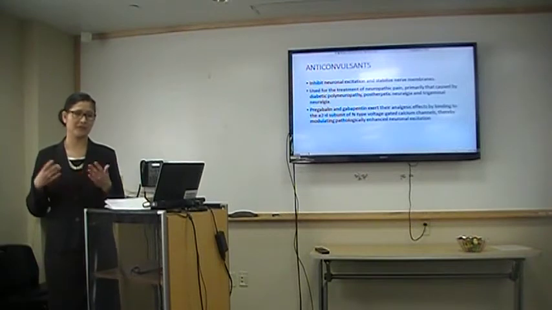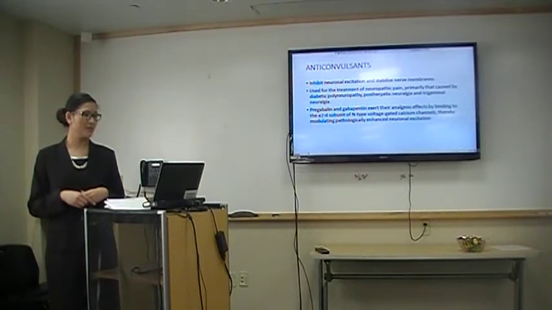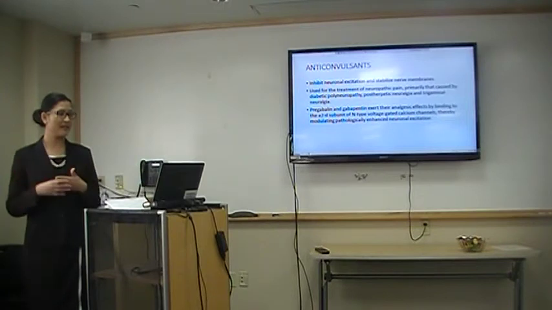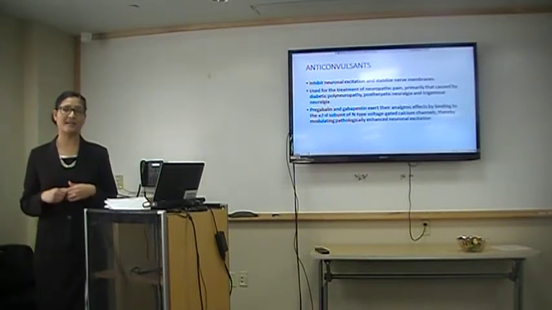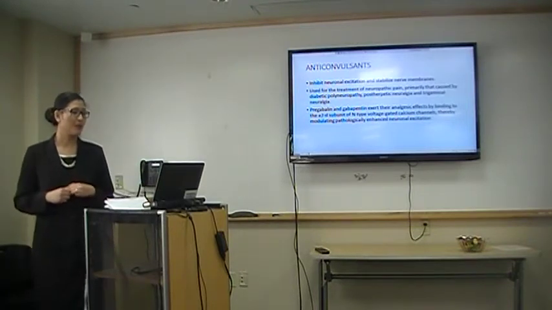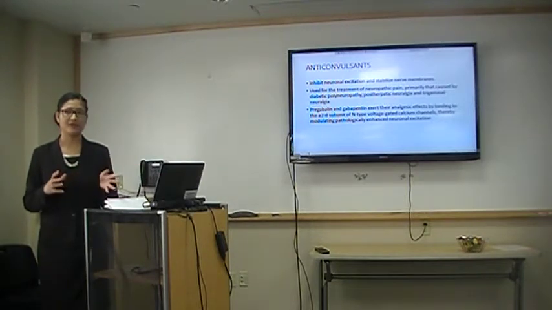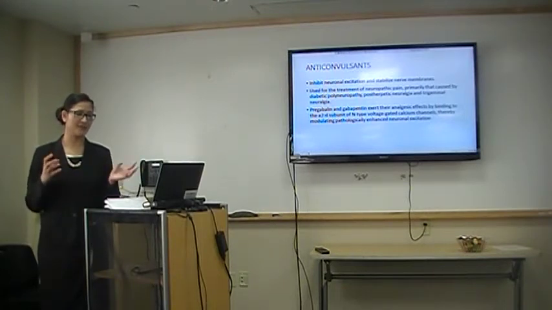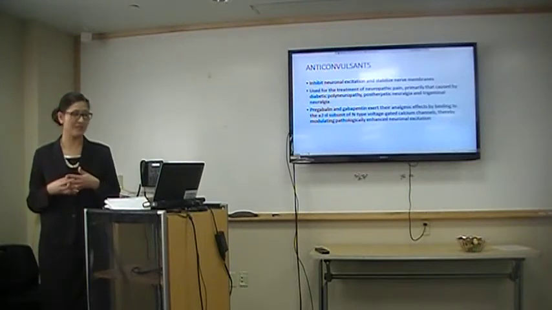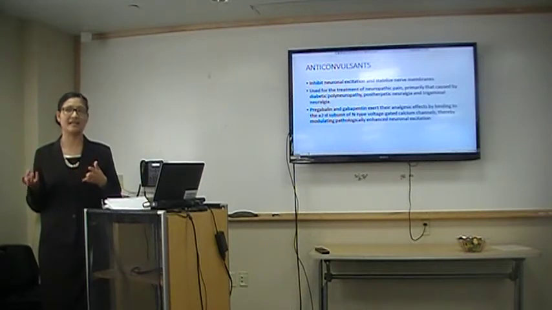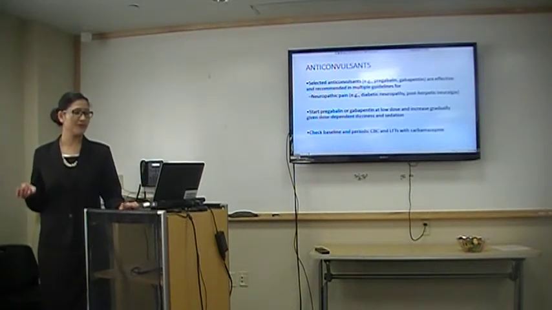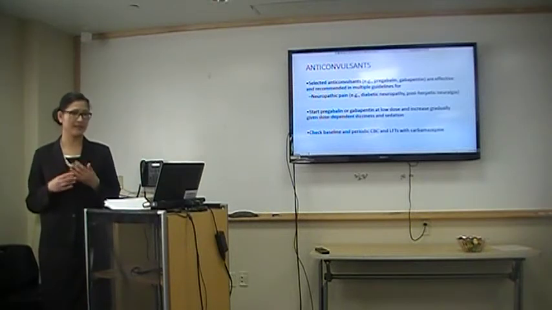Anticonvulsants would be another pain medication that we use. They inhibit neuronal excitation and stabilize nerve membranes. So it's mostly used for, again, diabetic polyneuropathy and trigeminal neuralgia, and what they do is they actually bind to the subunit of the voltage-gated calcium channels, and then they modulate the pathologically enhanced neuronal excitation causing pain. Okay. So common ones, pregabalin, gabapentin.